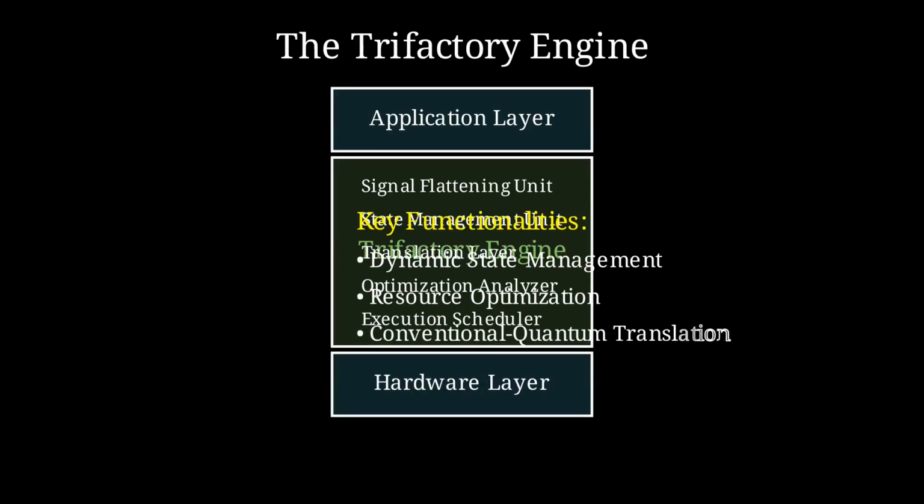Signal flattening. One of the most powerful aspects of three-dimensional computing is signal flattening, a mechanism that enables seamless binary compatibility with zero computational overhead. Signal flattening is remarkably simple, yet powerful. It treats -1 as functionally equivalent to 1 in binary contexts.